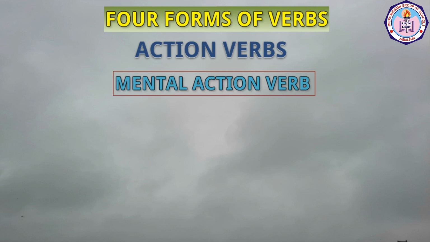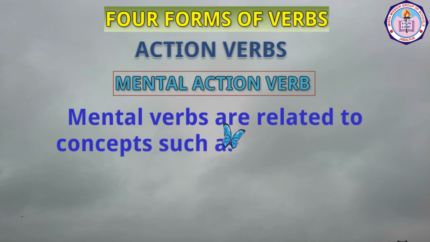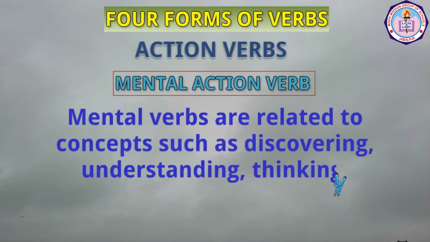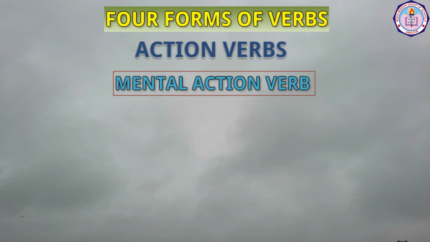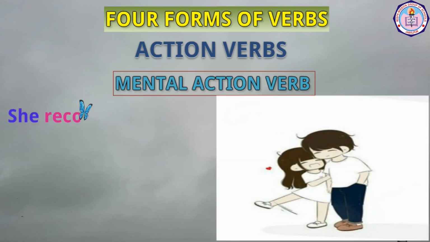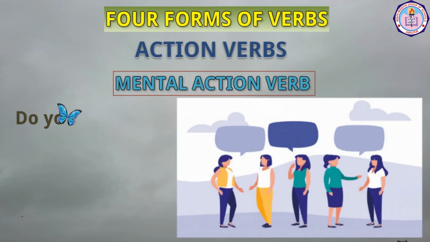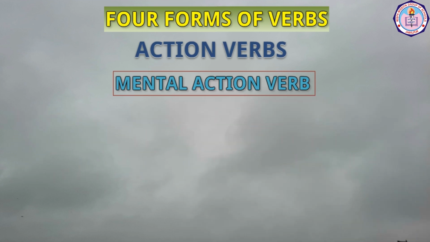Mental action verb. Let us see what mental action verbs are. Mental verbs are related to concepts such as discovering, understanding, thinking, planning, experiencing, or sensing. For examples, I know the answer. She recognized me from across the room. Do you believe everything that people tell you? Here, all the three verbs know, recognized, and believe are action words, but they do not have any physical actions. They have mental actions. Let us go through all the auxiliary verbs in detail.